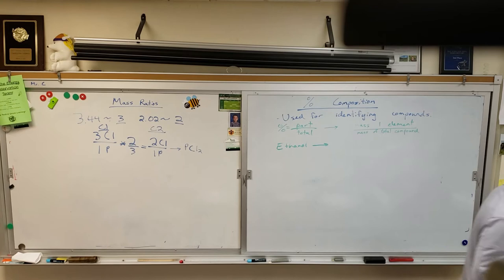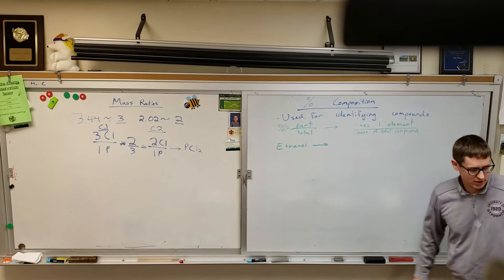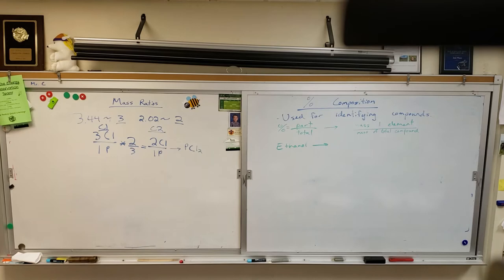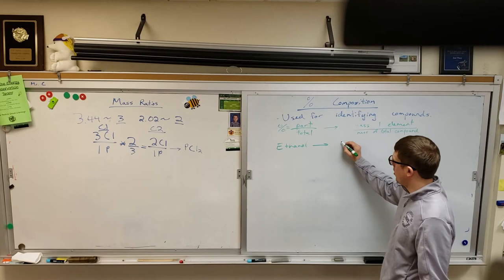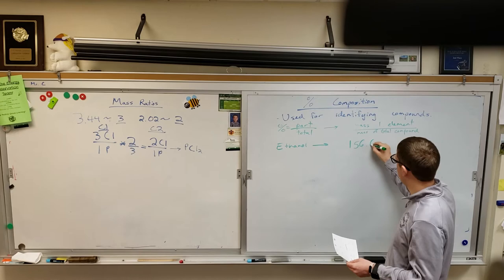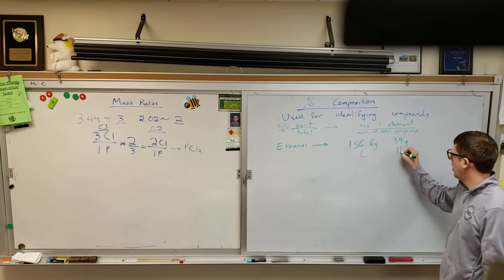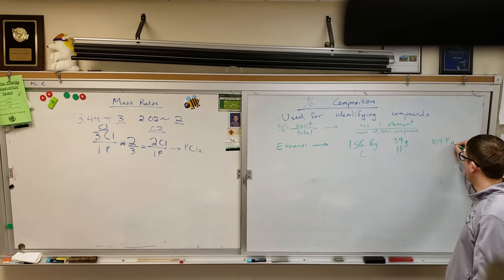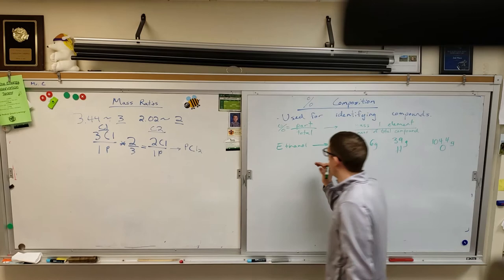Ethanol is an additive in gasoline. It's also an additive in adult drinks. Ethanol is drinking alcohol. Now, ethanol, you could analyze a sample and you could say it was determined that there was 156.6 grams of carbon, 39 grams of hydrogen, and 104.4 grams of oxygen.